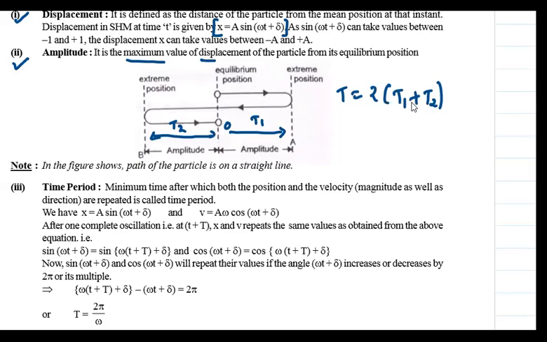Because when you talk about time period, if it starts from this point, it will go to this point, then come again to this point, so that is your one oscillation. So total time will be 2T1 plus T2. Makes sense? Okay.